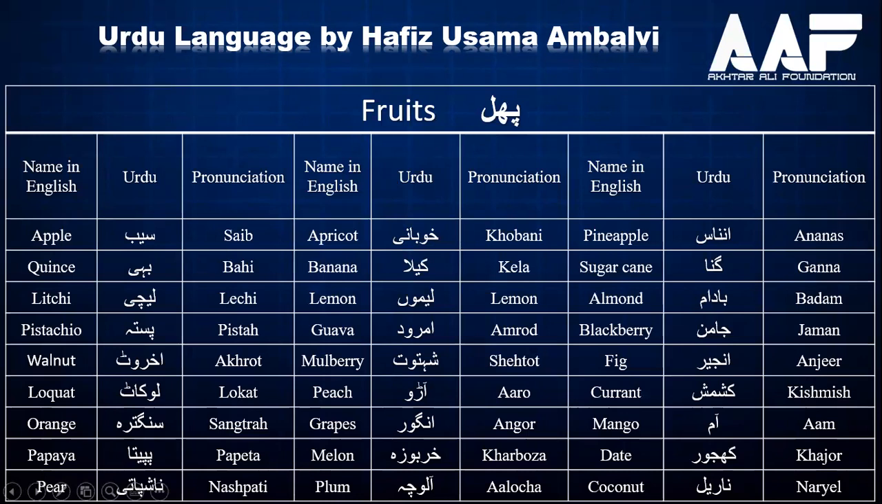So we have some vocabulary for fruits. For apple, we say sebe. Apricots mean khubani. If you don't know, because you might not have seen some fruits which are in Pakistan, not in your city, you can ask me. I will show you some pictures of that. Apricot means khubani.